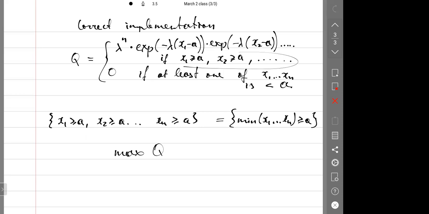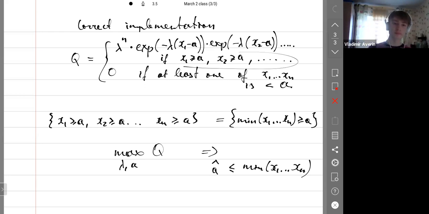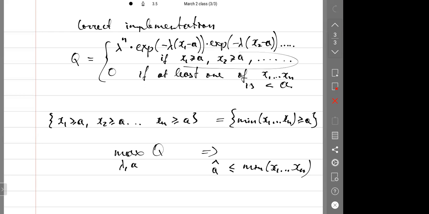So even 1/million is better than 0. Even 1/10 million is better than 0. Our goal is to maximize, and so we can conclude that to have a positive q, we need to have a hat less than or equal to the minimum of x1, ..., xn. Because otherwise we obtain 0 as the optimization result, and it's not our goal.